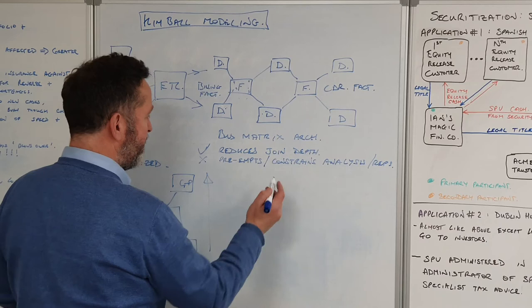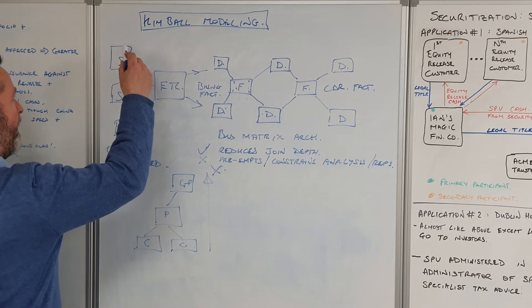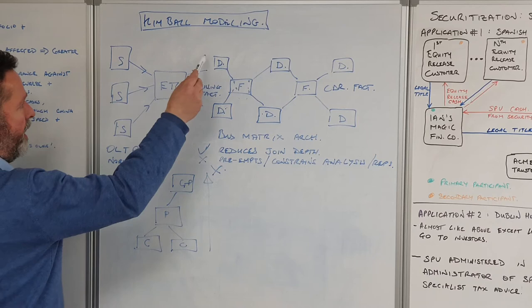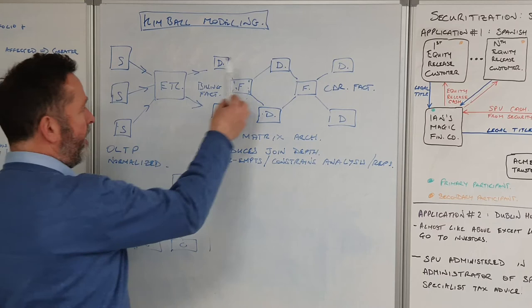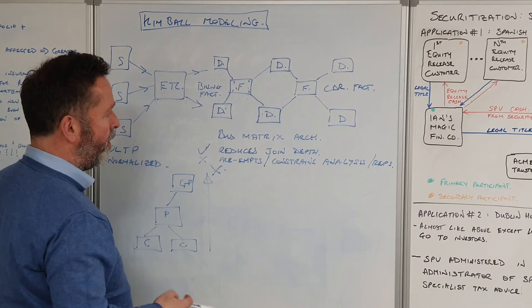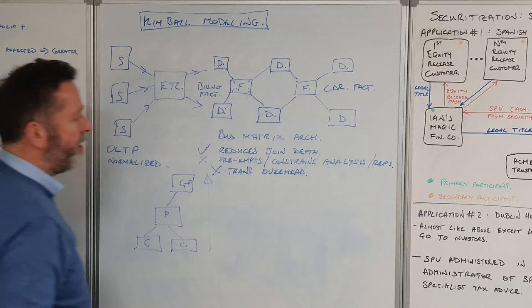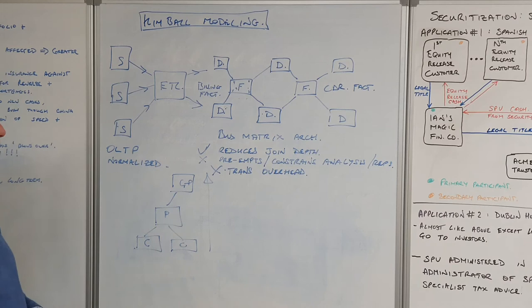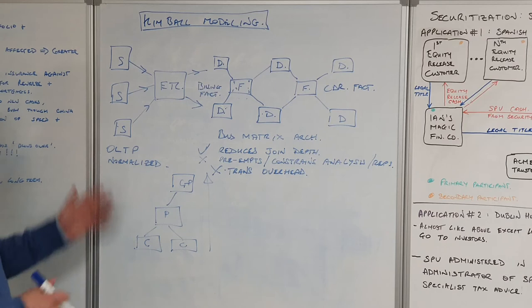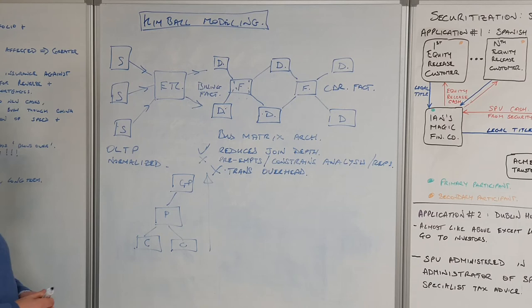Another disadvantage is that you are having to do quite a good deal of transformational work here. You're taking in from normalized sources, as I said, and you're having to denormalize them and convert them into this fact and dimensional format. So quite a lot of transformational overhead. And it's mainly to combat these two issues that another type of modeling was introduced by a guy called Bill Inmon.